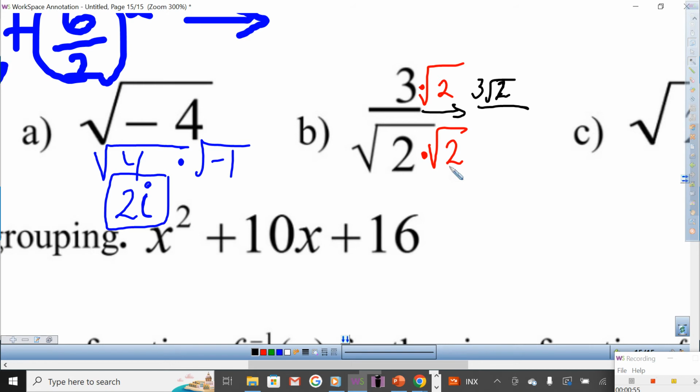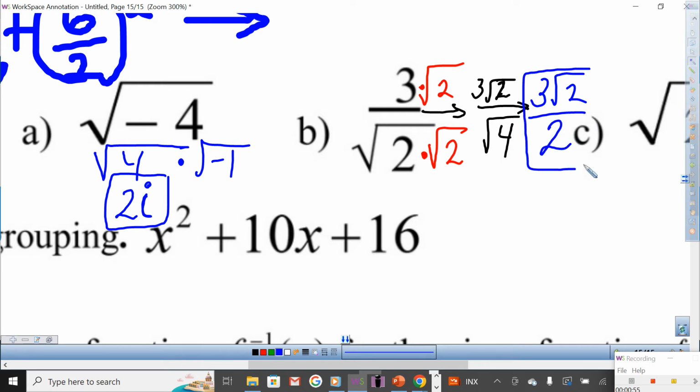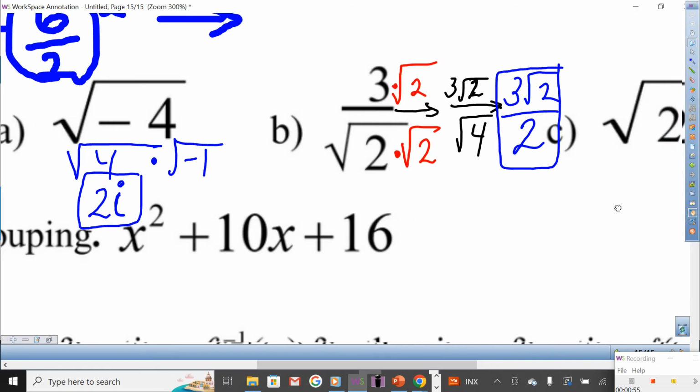What is 2 times 2? 4. So I end up with square root of 4. And that's going to allow me to get rid of that square root of the denominator. So this is 3 square root of 2 over, what is square root of 4? 2. And we just got rid of the square root of the denominator. It's coming back. We're going to be using that pretty soon. Let's go to part C.